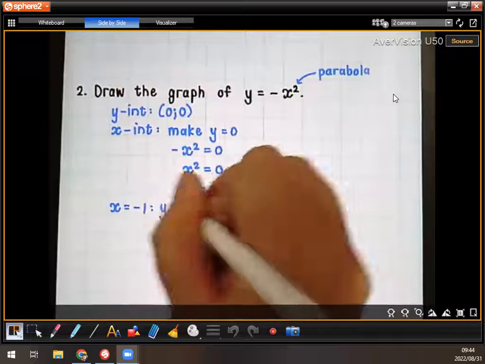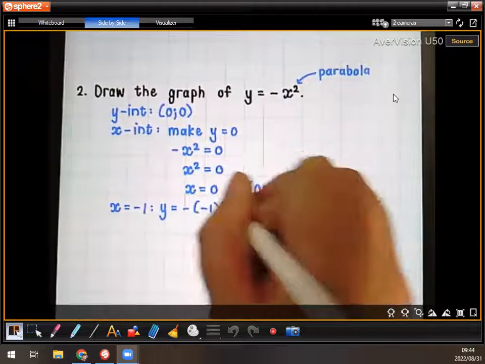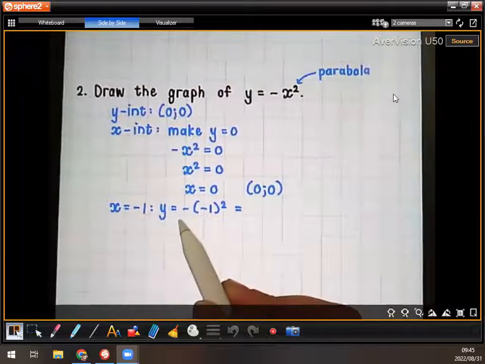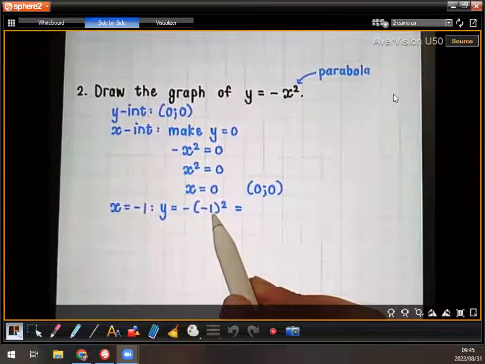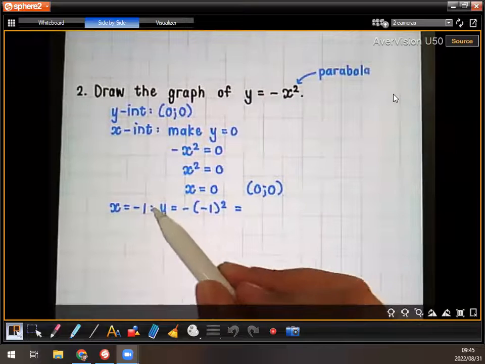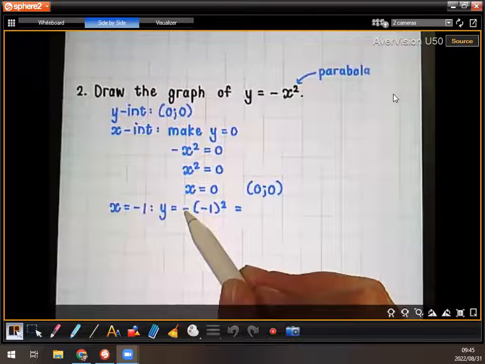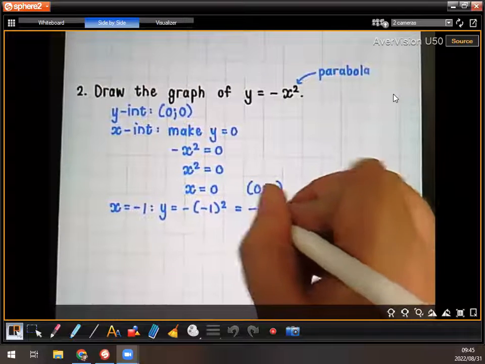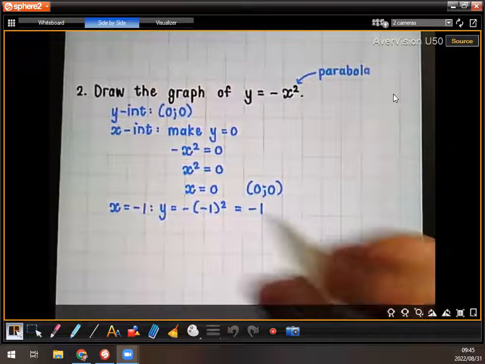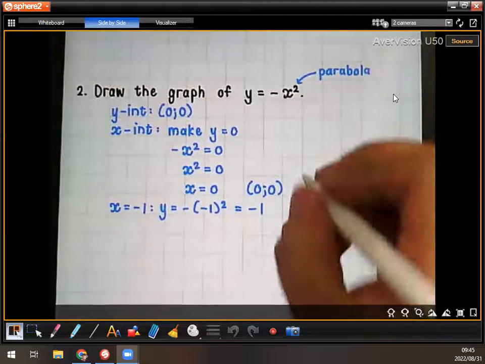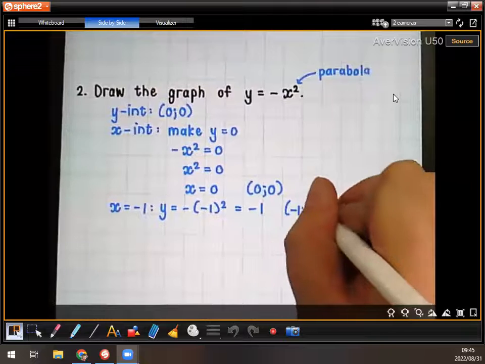So I'm going to do y equals negative x squared, negative 1 squared. That is my x value. What's the equation? Negative x squared. What x value am I choosing? It's negative 1. So negative x squared. Negative 1 squared is 1, but it's supposed to be negative x squared. So that point is going to be negative 1, negative 1.